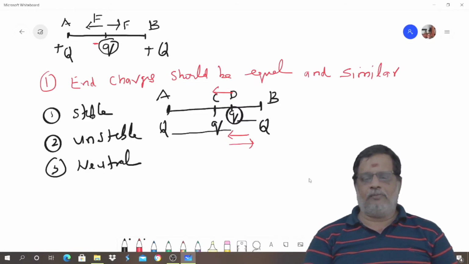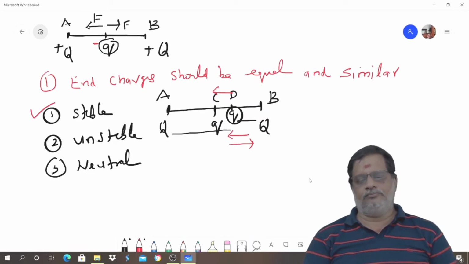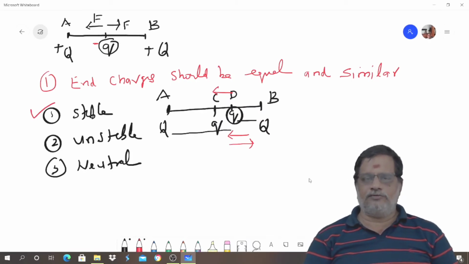Now we have displaced the charge towards the right from C to D. The net force is towards the left. So the displacement and net force are oppositely directed. Therefore, this is a kind of stable equilibrium. So this charge is now in a position of stable equilibrium.